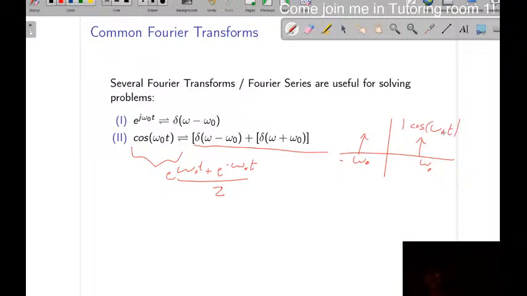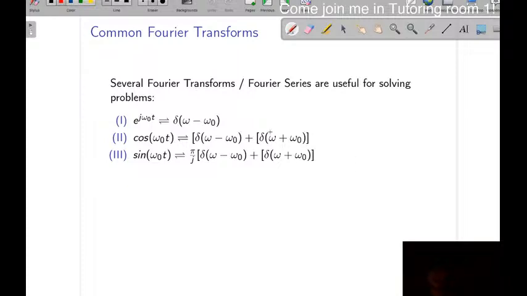And the phase spectrum is going to be 0. Phase of cosine is equal to 0. So we get that one for cosine. And if we have sine, we get something that looks very similar.